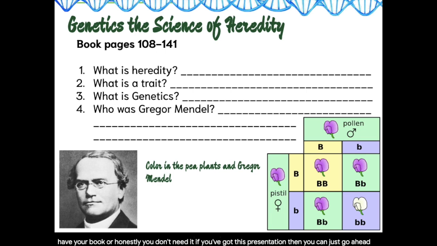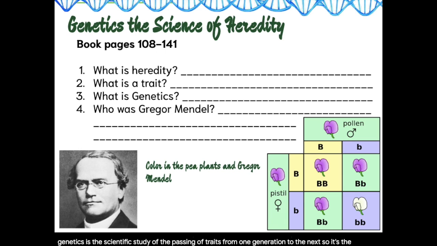So, first things first, what is heredity? Heredity is the passing on of a physical trait from one generation to the next. Now, the next question, of course, is what's a trait? A trait is a physical characteristic. For example, eye color would be a trait, so would height, or if you were a pea plant, it might be flower color. Those are all considered traits. Genetics is the scientific study of the passing of traits from one generation to the next. So it's the scientific study of heredity.